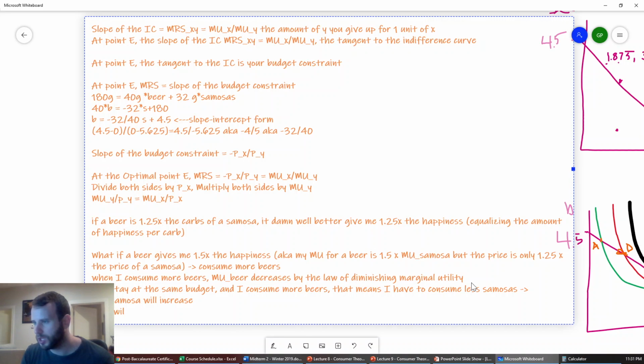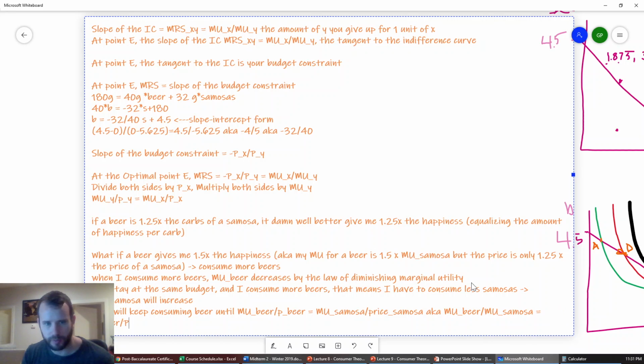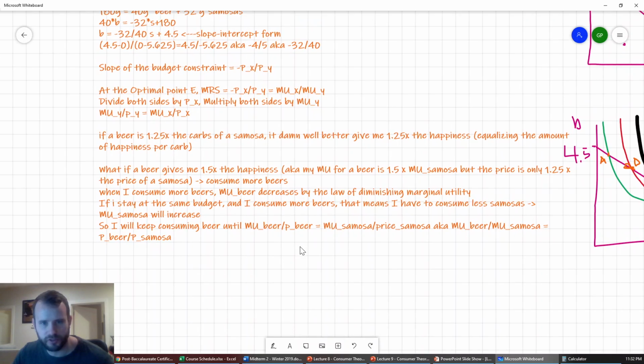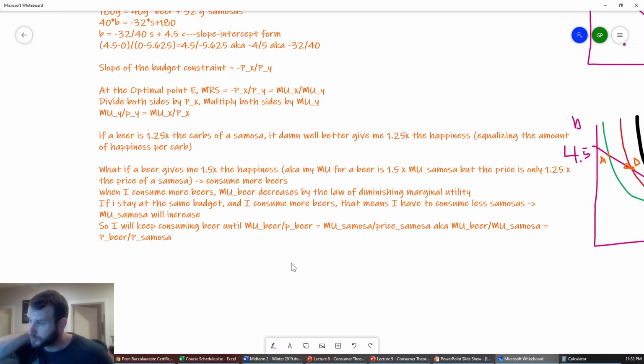So I will keep consuming beer until MU beer divided by the price of beer is equal to MU samosa divided by the price of samosa, aka MU beer divided by MU samosa equals P beer divided by P samosa. Different ways of saying the same thing. These two equations are equivalent, which I just showed, right?